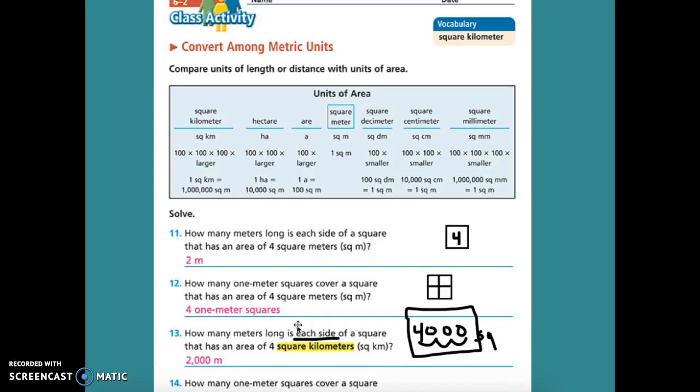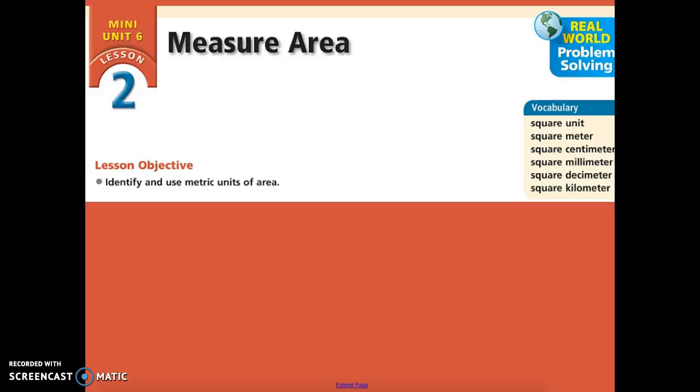So today we looked at converting among square units. We measured the area in the metric system. And now you're going to have a chance to practice on your homework and remembering. Great work.